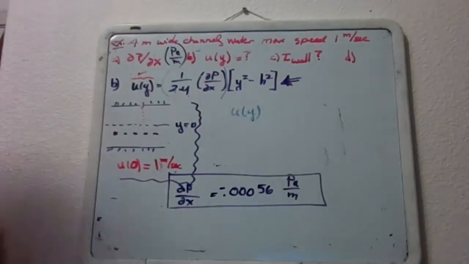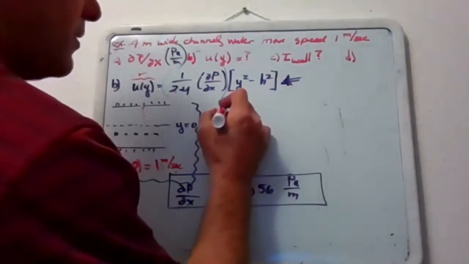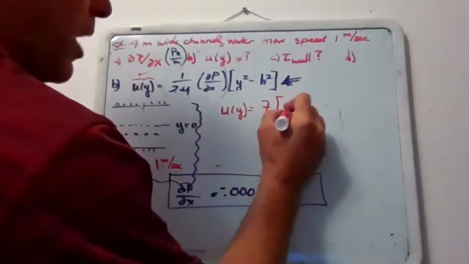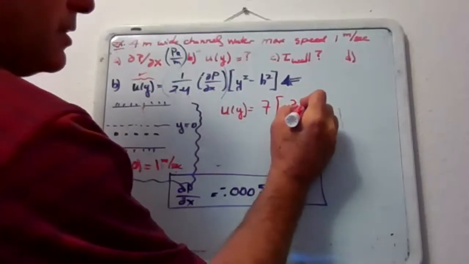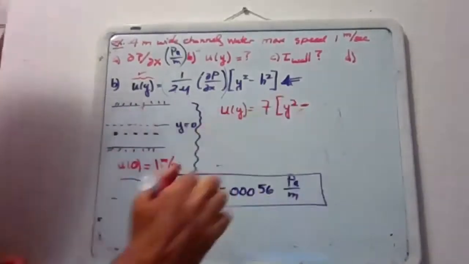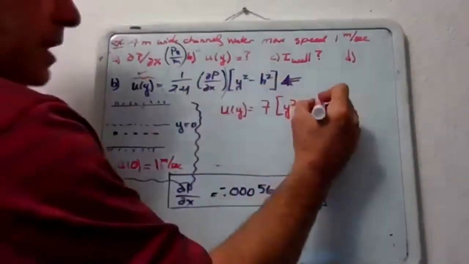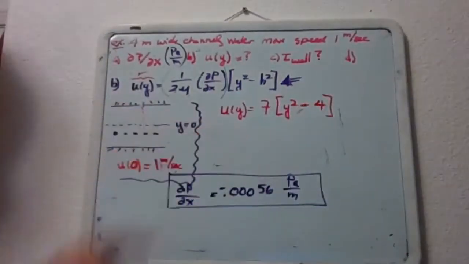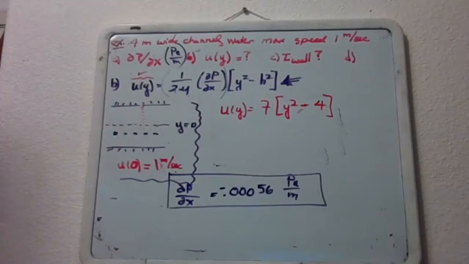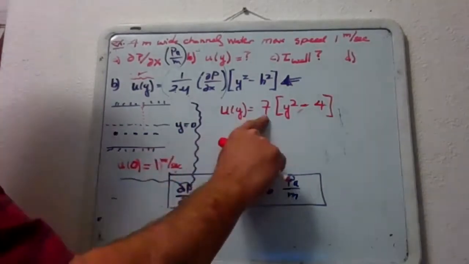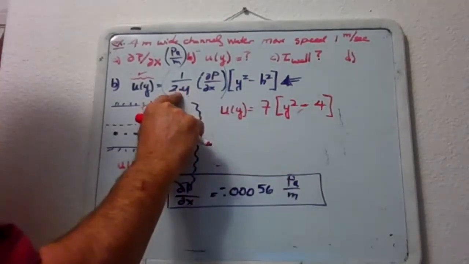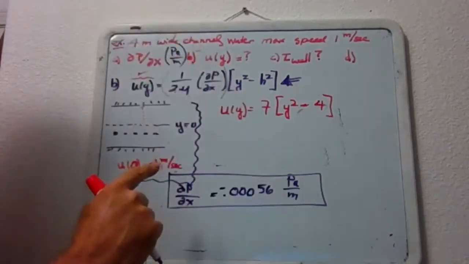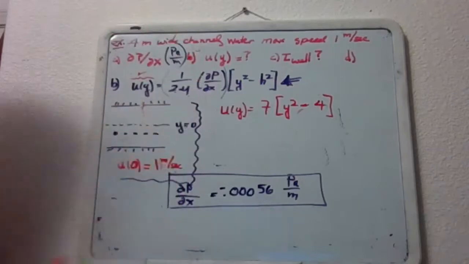Again, you're not writing this down. u at y is equal to 7 times y squared, and remember, h is equal to 2, so it'd be y squared minus 4. Well, hey, that's a function you could graph. That's nice and easy to work with. So how am I going to get this number here? I'm going to do a quick computation and see if I can figure out what this turns out to be as both a number and units. So let's give that a shot.